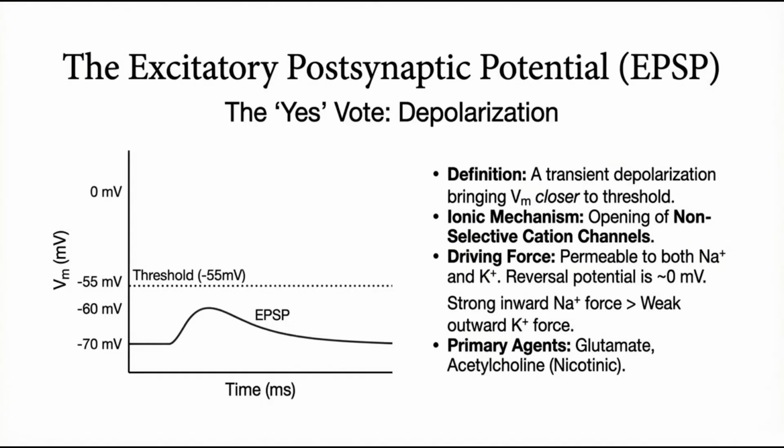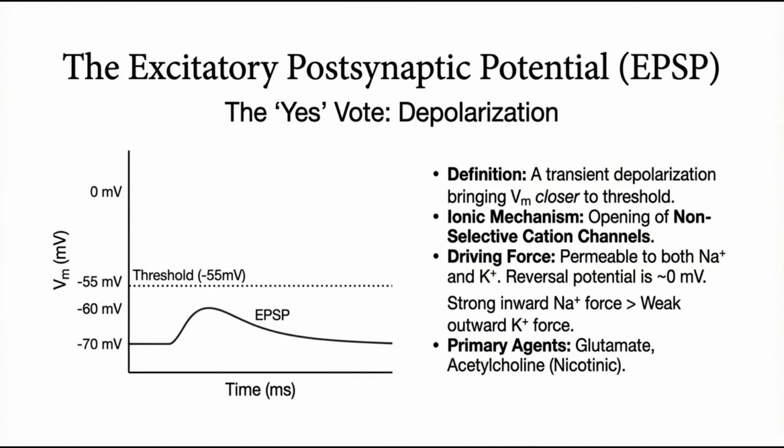An EPSP is a change in voltage that makes the neuron more likely to fire an action potential. It pushes the membrane potential, the VM, closer to the threshold. So if the resting potential is at negative 70 millivolts and the threshold is at negative 50, an EPSP is any little depolarization that pushes you up from negative 70 toward negative 50. Correct. It's an excitatory push, a transient depolarization.